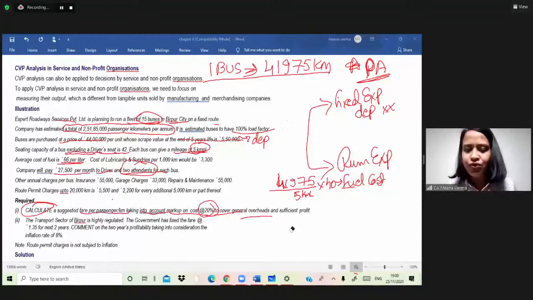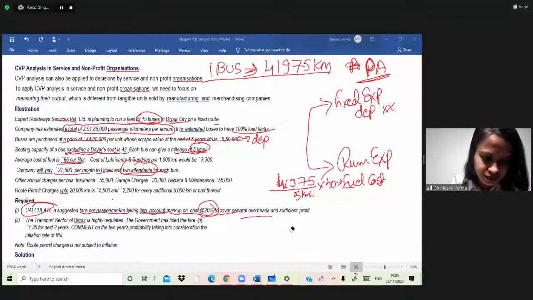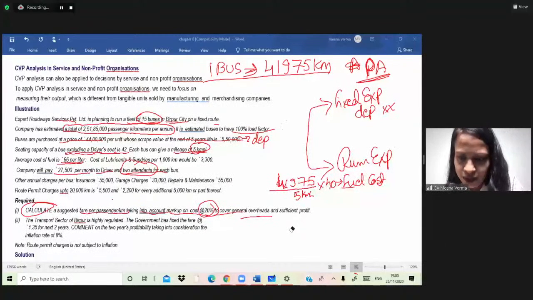Now we have the fuel cost. You have given me the fuel cost. What is the value of the fuel cost? Give me this value.